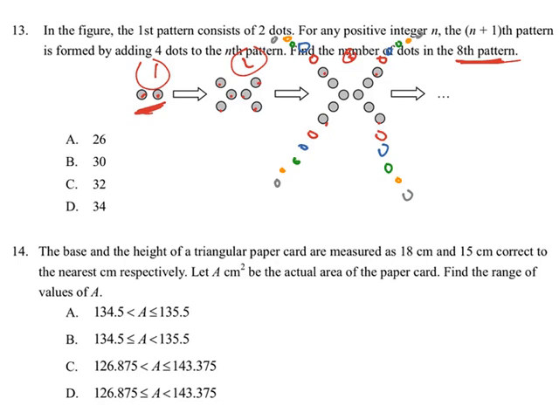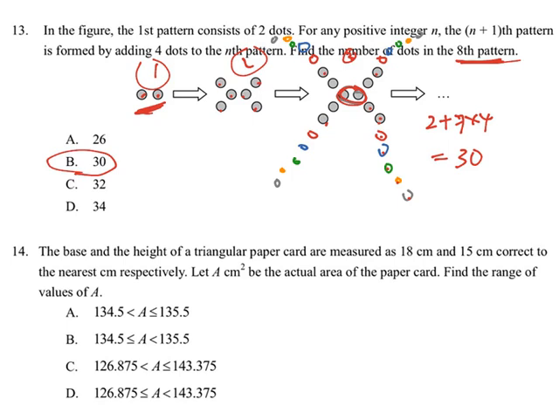So you can count it, or you can do like this, because this is 2. So these 2 plus, there are 1, 2, 3, 4, 5, 6, 7 times 4. So it is 30. So the answer is B.